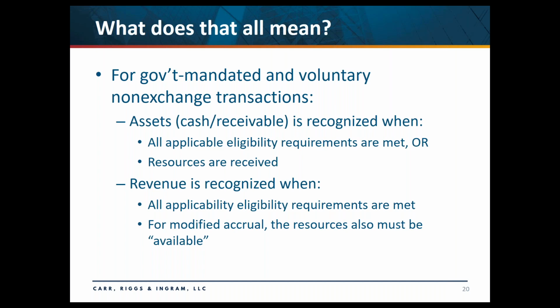So if you get the funds in advance, you're going to book your asset when you get it, right? You book a receivable if you've met your eligibility requirements in advance of receiving the asset, right? So that side's pretty simple. On the revenue side, however, you have to have met all of the eligibility requirements to record it at all. And we'll go through, I think after the next poll question, some very specific examples. I think that'll make this a little clearer.